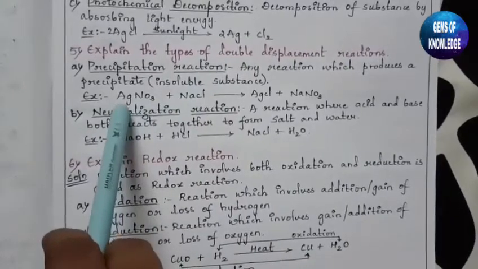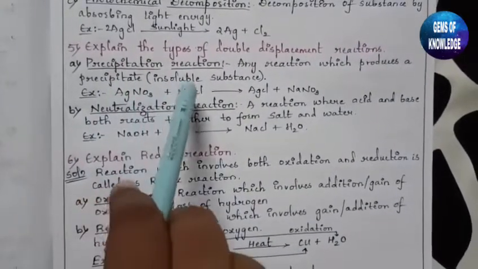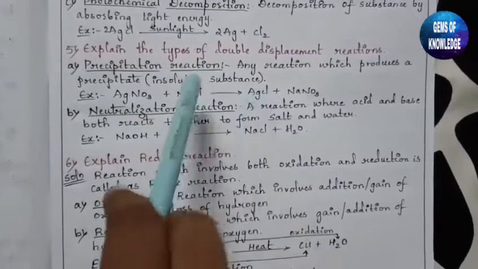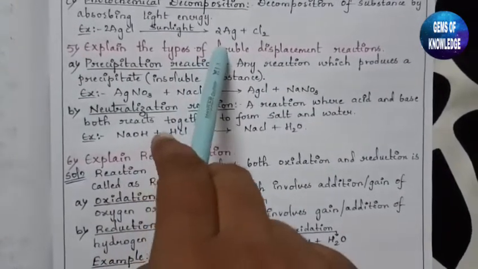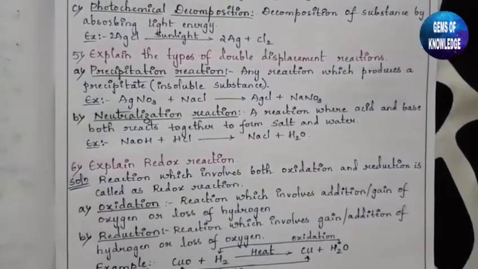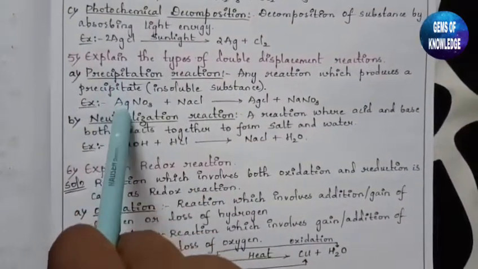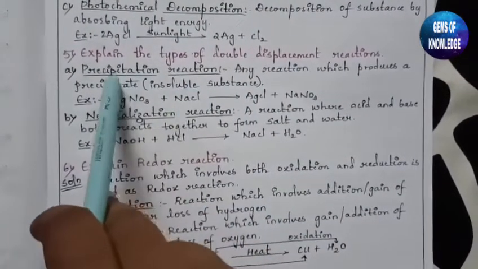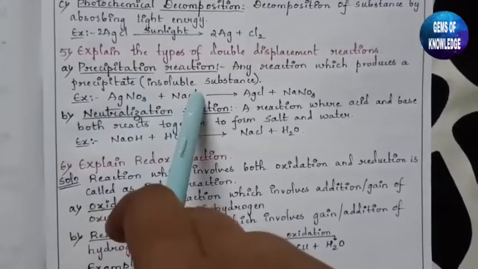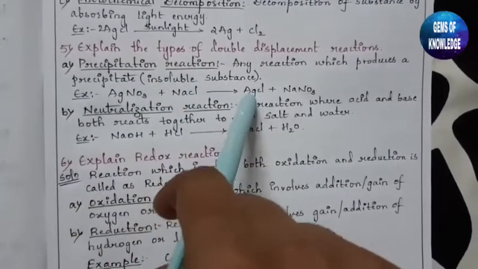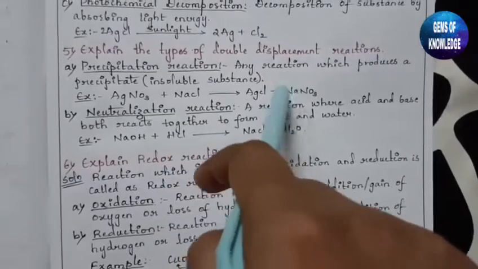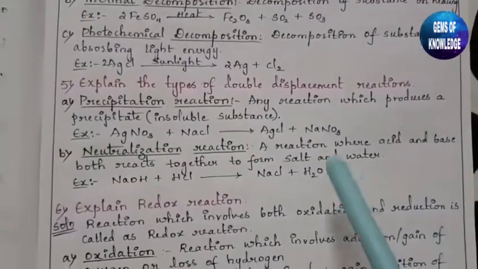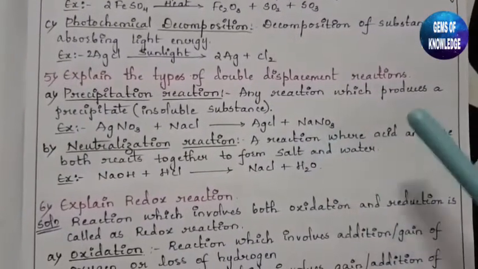An example is given here: AgNO3, silver nitrate, plus NaCl, sodium chloride, will give you AgCl. This is a double displacement reaction. What happens in this? Both the ions undergo mutual exchange. So Cl will move to this side and NO3 will move to this side. So it will become AgCl and NaNO3, that is sodium nitrate.